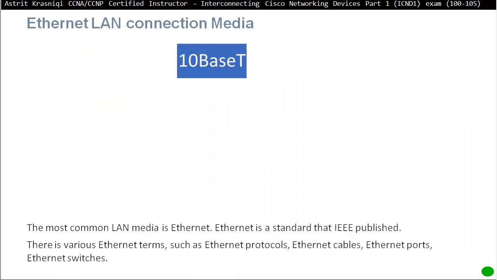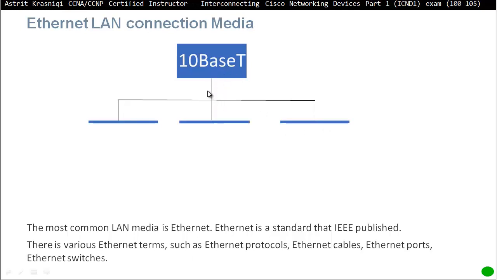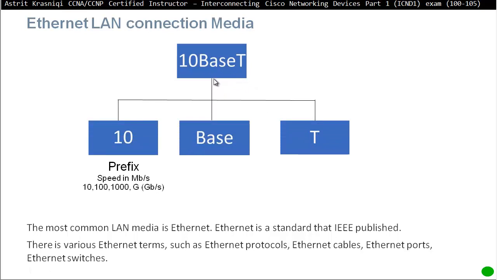Ethernet LAN connection media. The most common LAN media is Ethernet. Ethernet is a standard that IEEE has published. There are various Ethernet terms such as Ethernet protocols, Ethernet cables, Ethernet ports, and Ethernet switches. So for example, sometimes we see 10BASE-T. That says what the speed is, whether it is baseband or broadband, and what the cabling is.